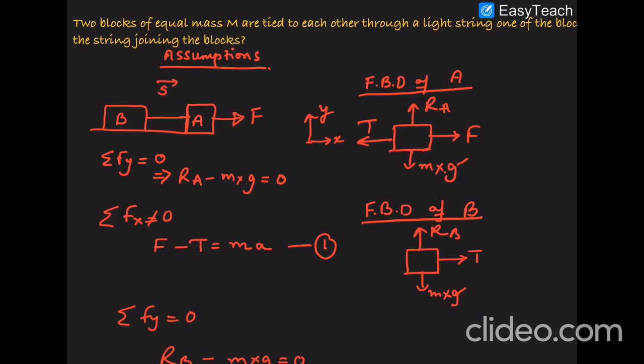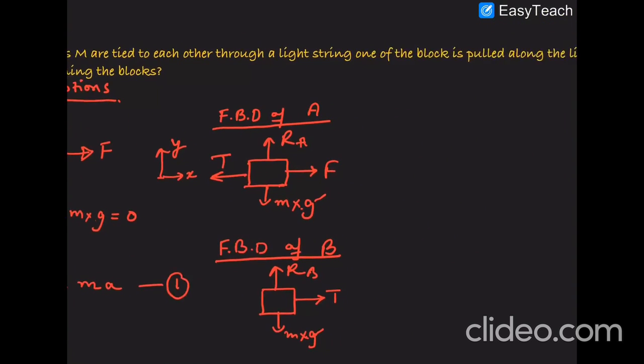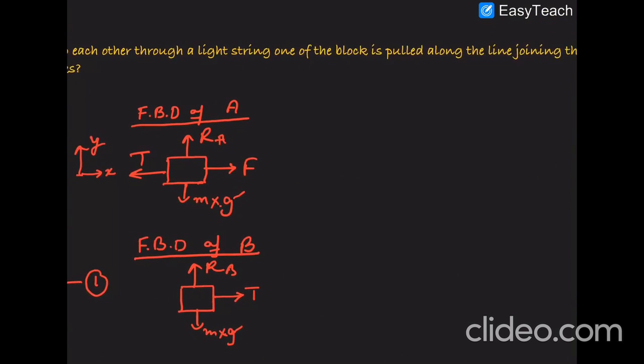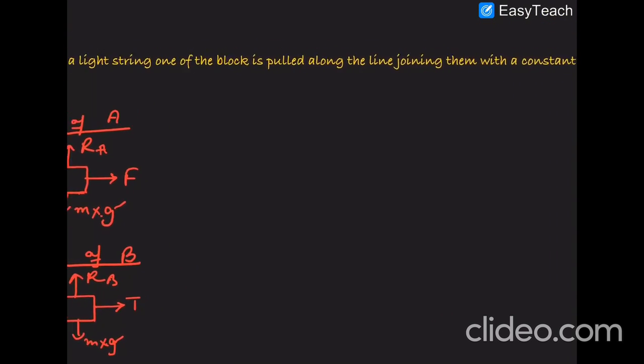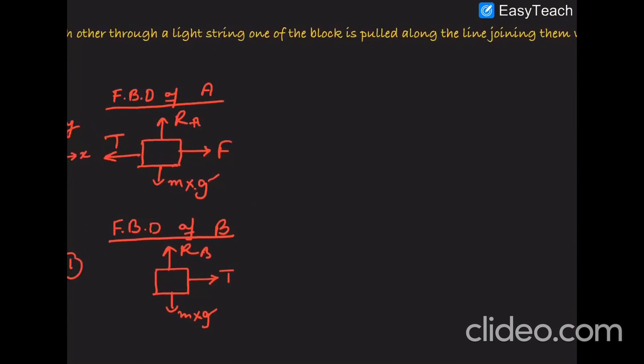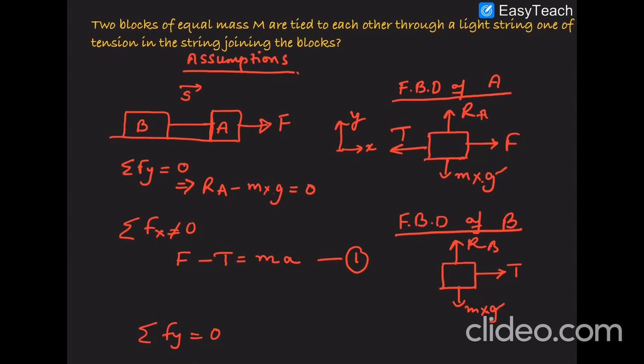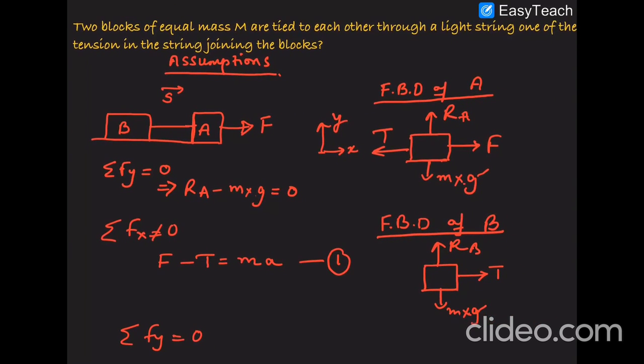So let's understand the problem. The problem states that two blocks of equal mass m are tied to each other through a light string, and one of the blocks is pulled along the line joining them with a constant force F. Find the tension in the string joining the blocks.